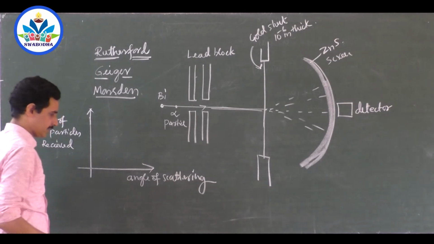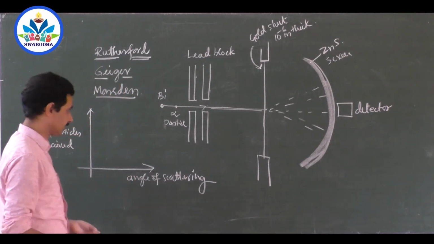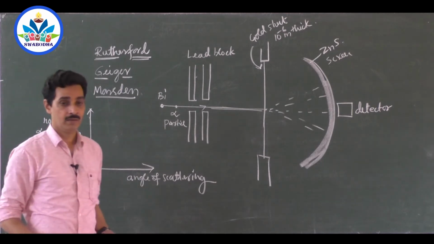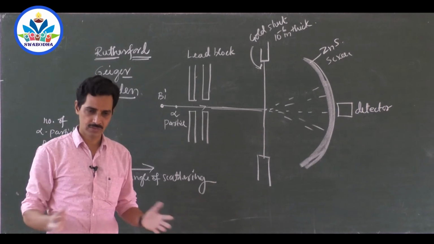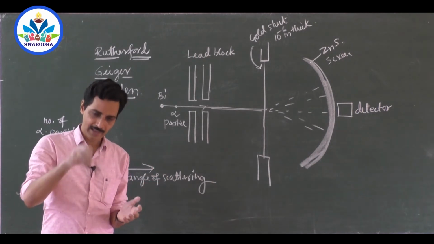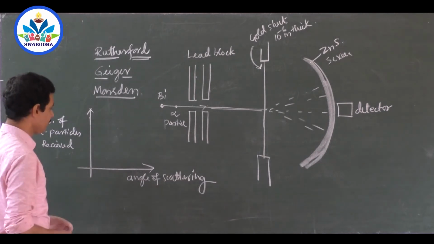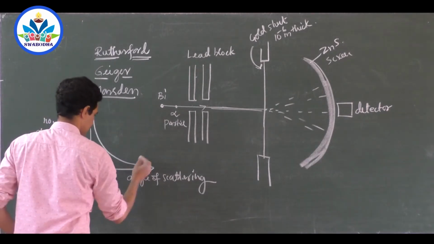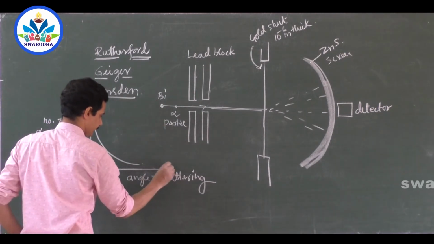See, some experiments change the approach of the physics itself, the approach of the science itself. Thomson gave a plum pudding model, right, which says that the whole atom is positive, and within that positive ball there are electrons like seeds. But this gives an entirely different idea. When this graph was drawn, the nature of the graph was found to be like this.